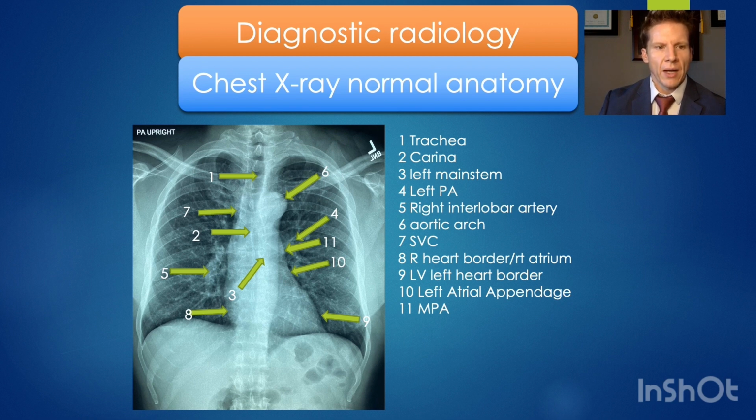Now, we want to keep in mind that the space between the main pulmonary artery and the aorta should be concave. This is referred to as the AP window. Any convexity here or prominence of this segment can be a sign of either lymphadenopathy or pulmonary arterial hypertension or another mass.